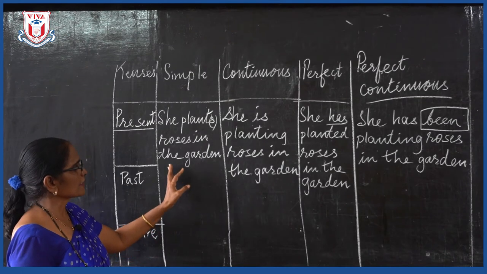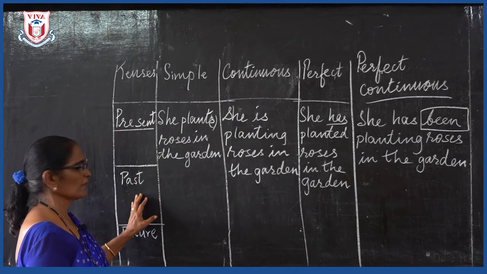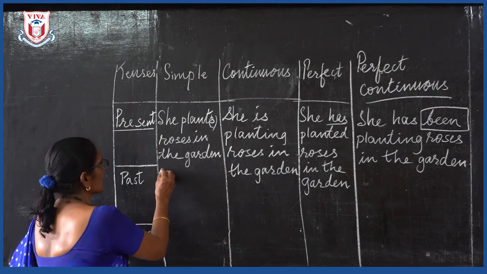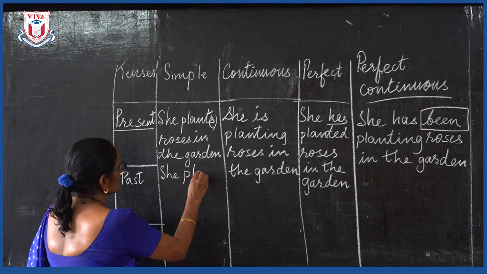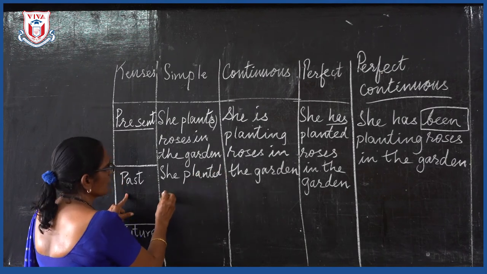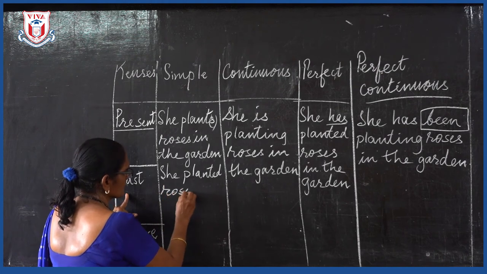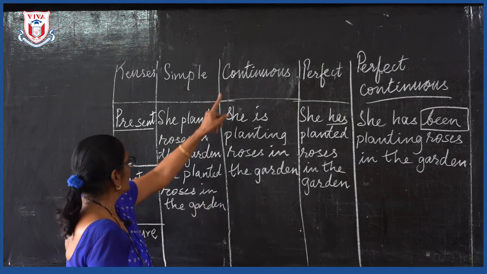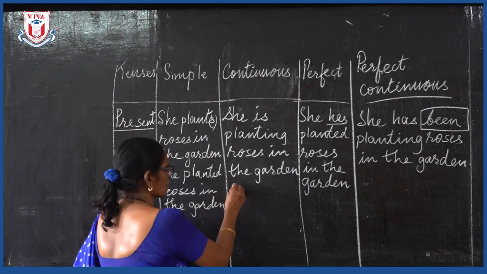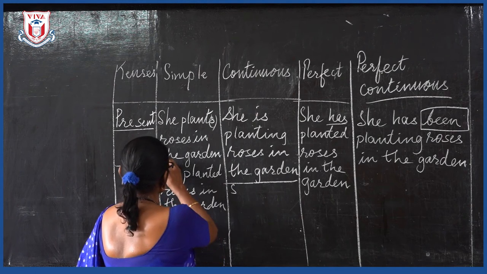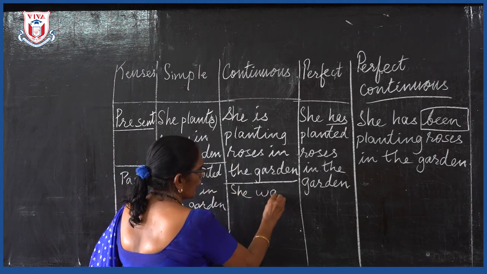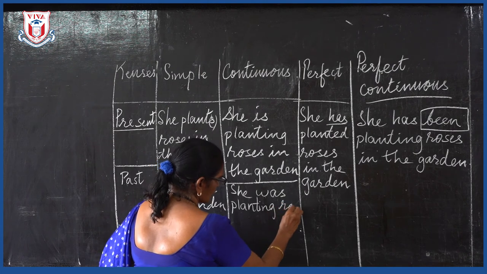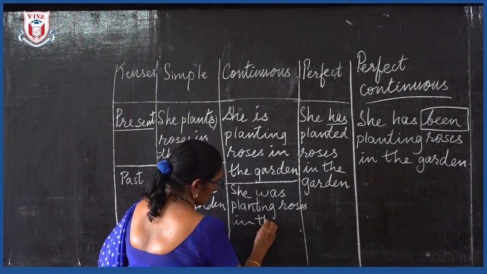Now we have seen this in the present tense. The same sentence, how will we write it in the past tense? She plants roses in the garden is the present tense. So here I will write, she planted roses in the garden. Why? Because it is in the past tense. Now how will I write it in the past continuous tense? She was planting roses in the garden.